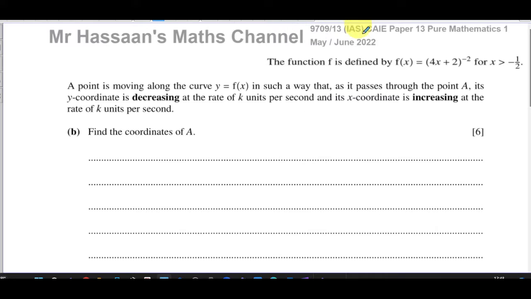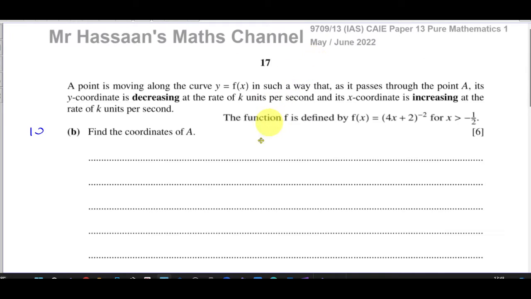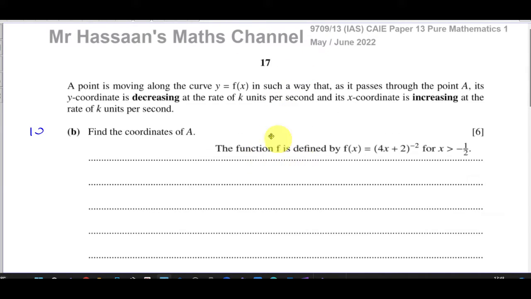I'm now going to answer question number 10, part B. This is question 10, part B from the May-June 2022 Cambridge 9709 Pure Mathematics, Paper 1, Variant 3. This question is about this function, from part A. We're using the same function.